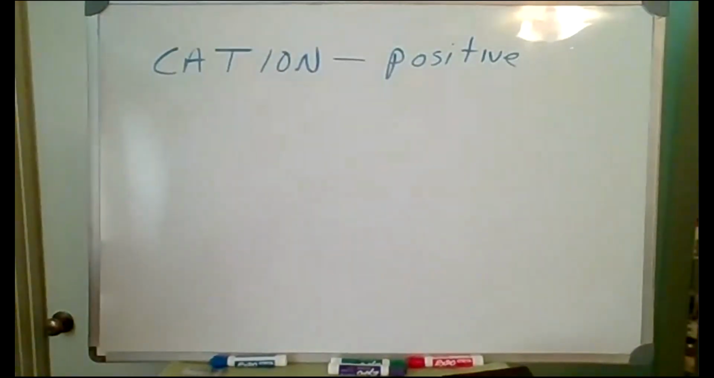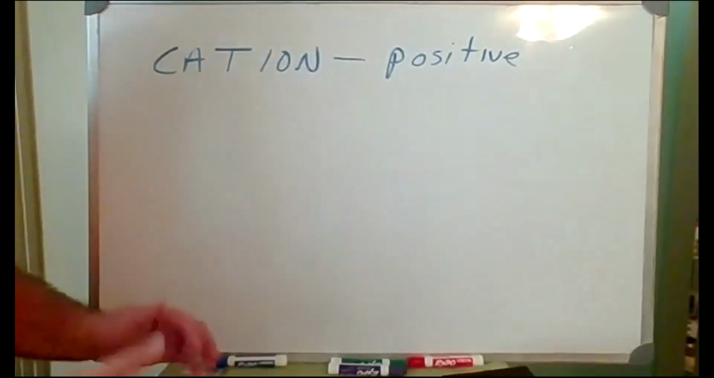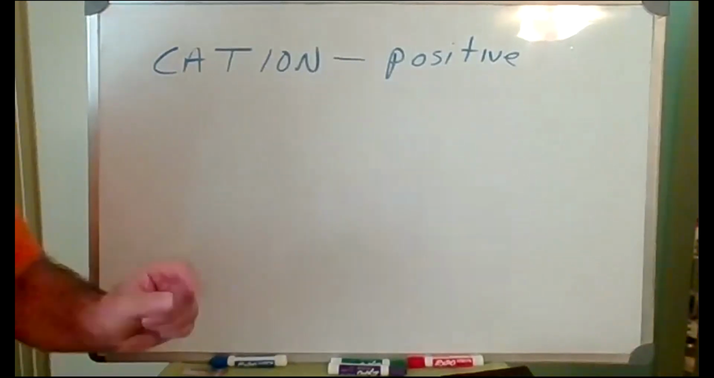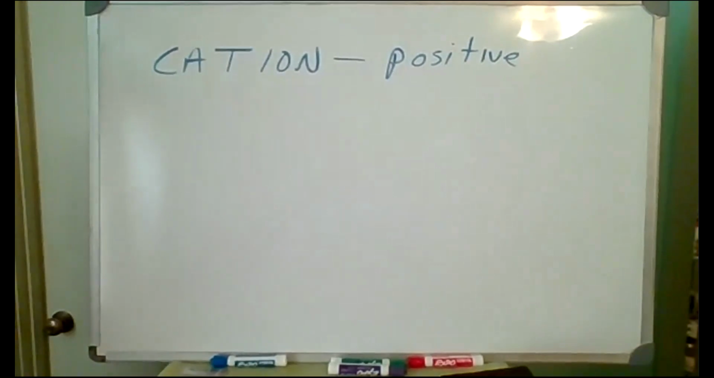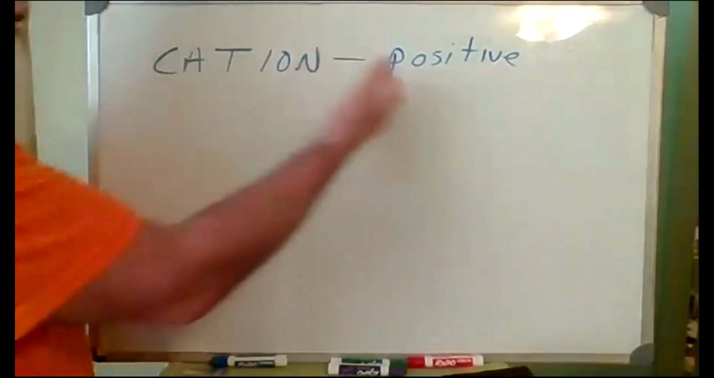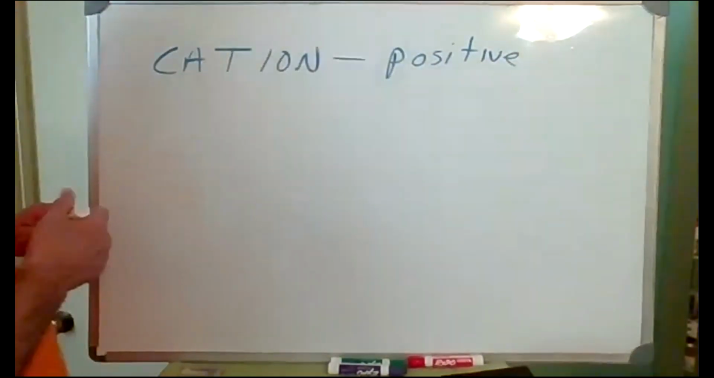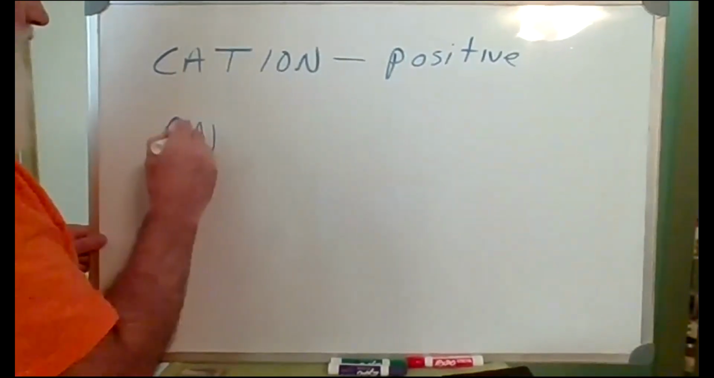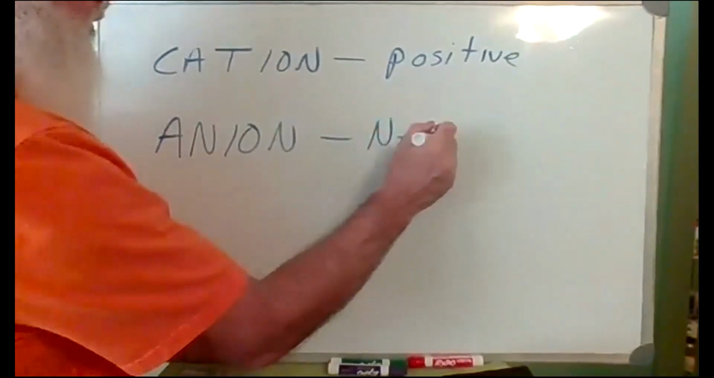Now, for today, we're just going to talk about monatomic ions, in other words, ions made of just one atom. Remember, a cation can be a positively charged atom or group of atoms, but today we're just going to talk about atoms. So if a cation is a positively charged atom, then we must have some sort of name for negatively charged atoms or groups of atoms. And we do. Negatively charged atoms are called anions.